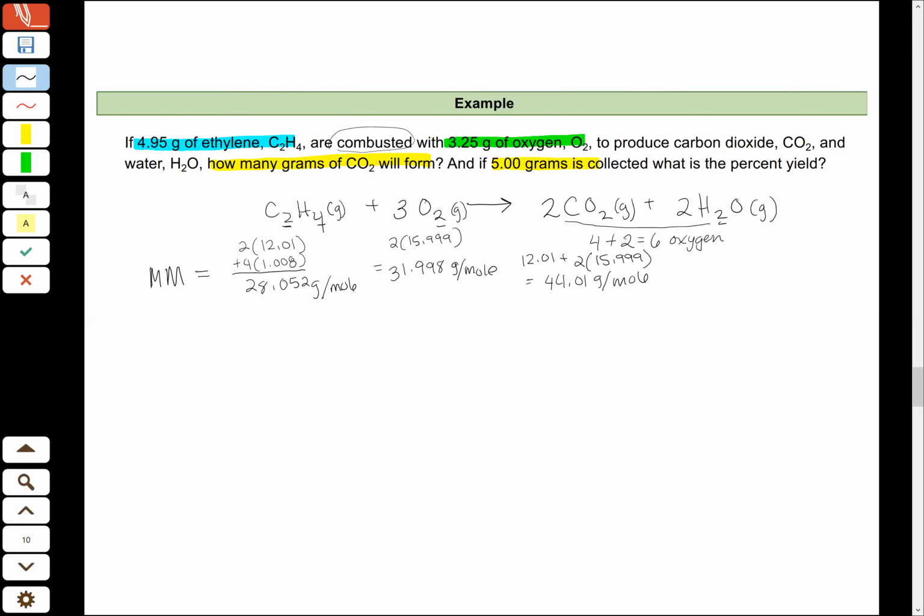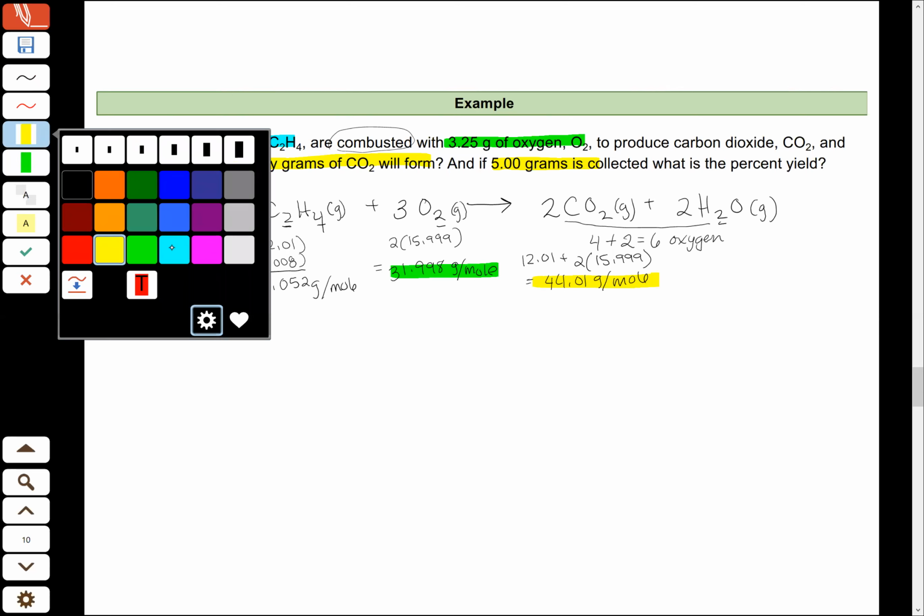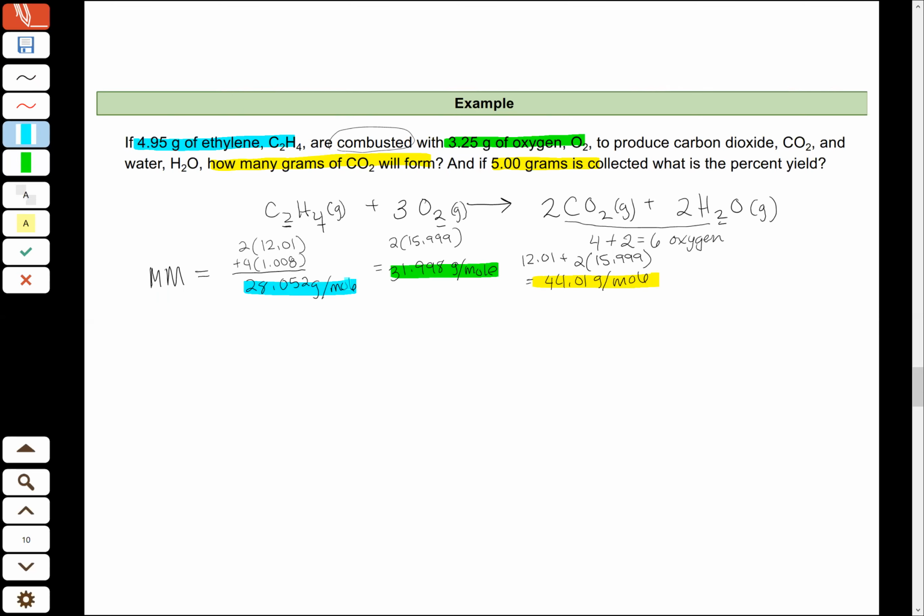All right, now I have molar masses as well. So now I have a molar mass of carbon dioxide, a molar mass of oxygen, and a molar mass of ethylene. And now I can go ahead and calculate the amount of carbon dioxide that forms from ethylene and then the amount of carbon dioxide that forms from oxygen and compare them. So really these limiting reactant problems require a bit more interpreting of the actual problem, but at the end of the day, it's just doing 2 stoichiometry problems instead of 1 stoichiometry problem.